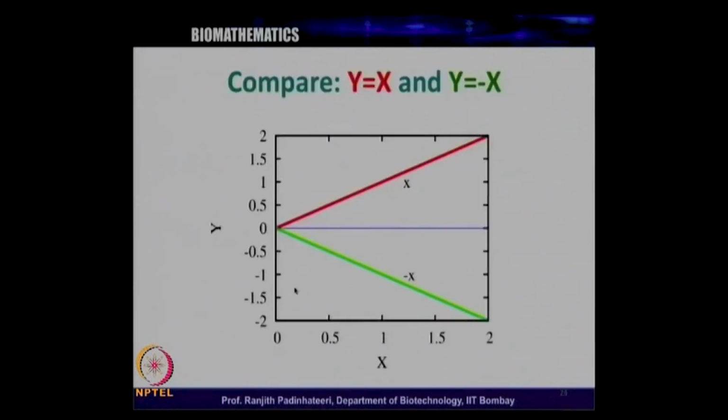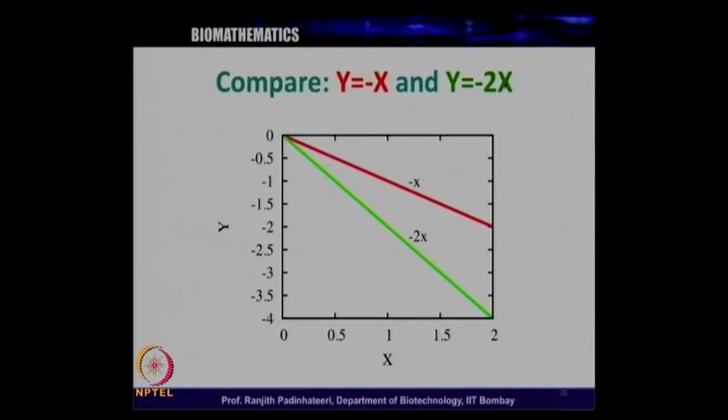So let us learn a few functions like this. Let us get familiar with a few functions. Let us have a look at it. We learned y equal to x, which is the red line here. But if we take y equal to minus x, this is a decreasing function. As x increases, y equal to minus x decreases. Similarly, y equal to minus 2x. Let us look at this. Y equal to minus x is the red curve. Y equal to minus 2x is another, the green curve, which is decreasing faster than minus x.